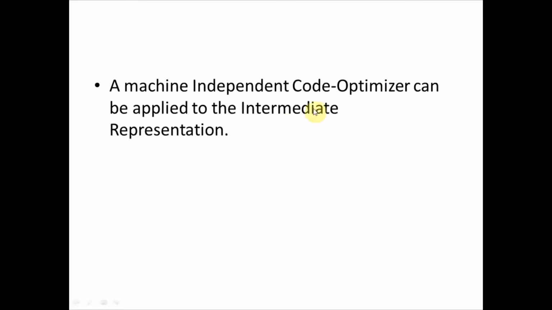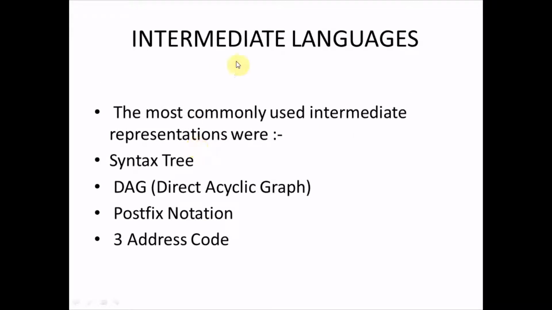A machine-independent code optimizer can be applied to the intermediate representation. Various intermediate languages used for representing intermediate code are syntax tree, directed acyclic graph, postfix notation, and three-address code. So these are the various forms of representing intermediate code.